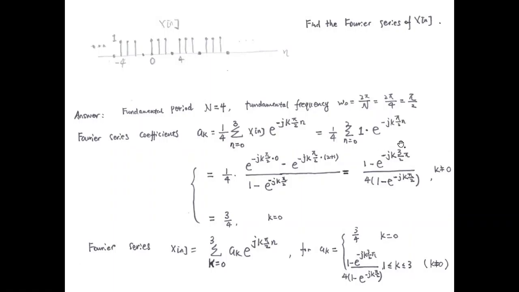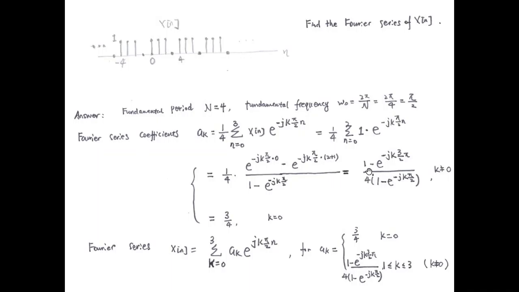And how to calculate this? This is a finite series with a common ratio. We've shown the formula to calculate it in chapter 1, and we showed how to derive that formula. Here we'll just directly apply it. On the denominator is 1 minus the common ratio. The common ratio is exponential minus jk pi divided by 2, without this n. In the numerator is the first term, which is the term where n equals 0, minus the last term, where n equals 2, multiplied by the additional common ratio. That's why it's 2 plus 1.